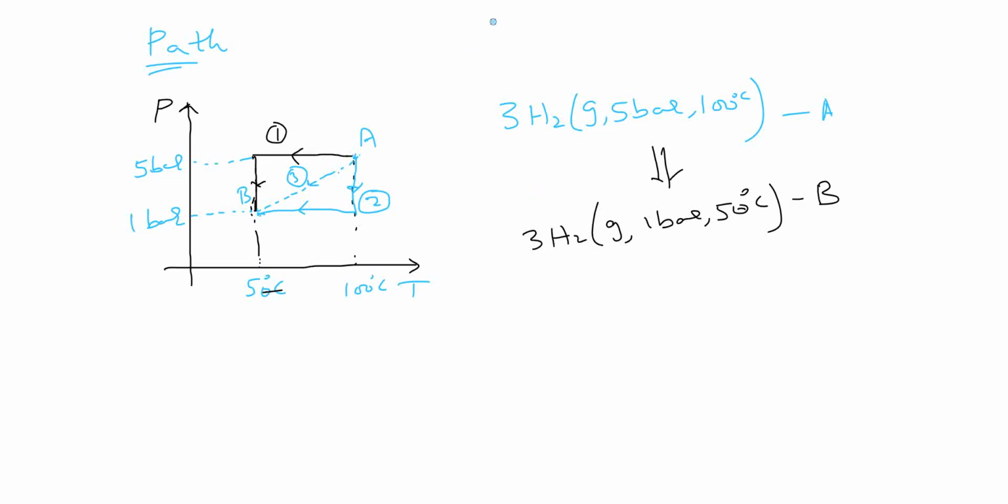Now, there are three different types of paths. The first path is the reversible path. Basically, a path where the system can be returned to its original state without any change in the surroundings. So, that is a reversible path.